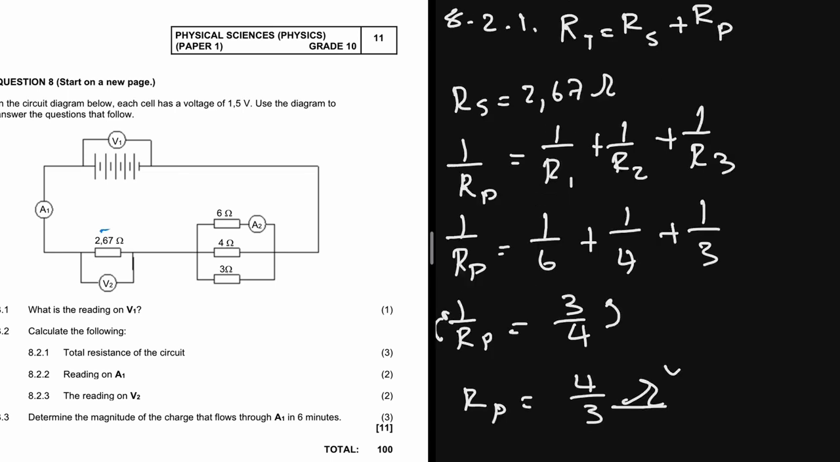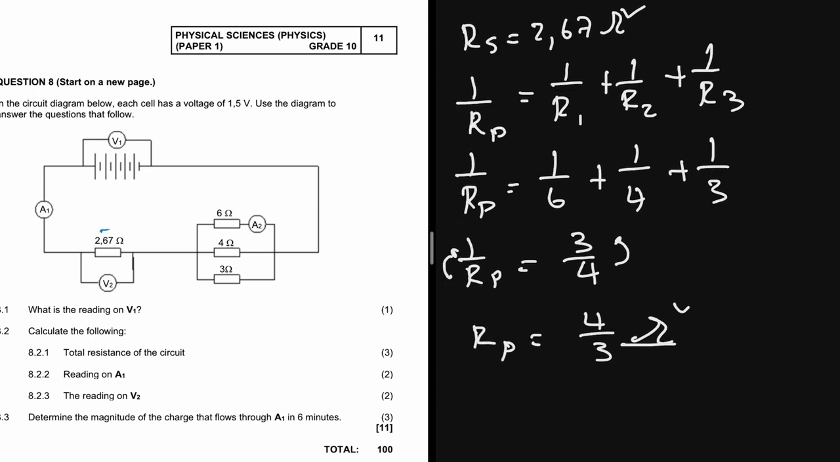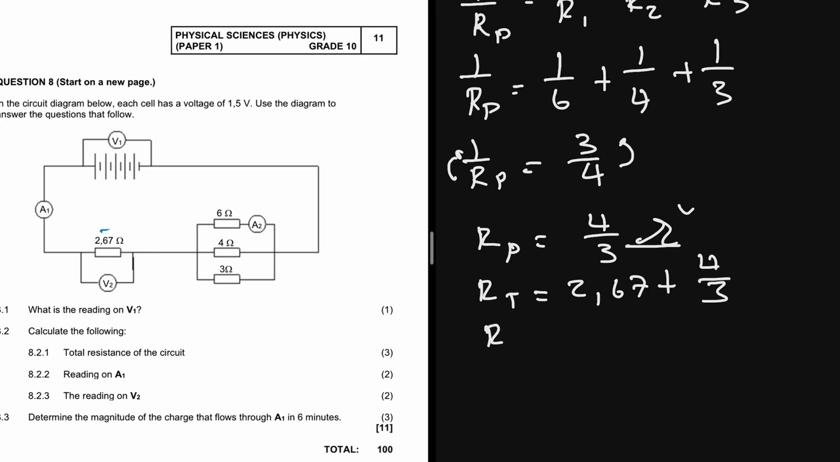So now we have the R parallel and the R series. So therefore we can get the total resistance. You're going to say now the total resistance, we just add them. The R series is 2.67 plus the R parallel, which is 4 over 3. So now the total resistance will be the same thing as 2.67 plus 4 over 3, which is the same thing as 4 ohms. So the total resistance is just 4 ohms.